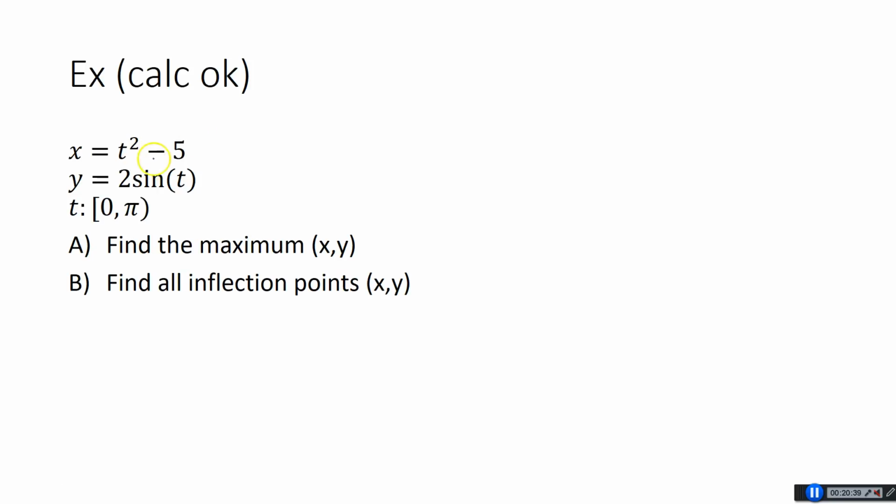So we have t squared minus 5 and 2 sine of t from 0 to pi. I don't really know what this would look like. So the first thing let's do is find the maximum y from 0 to pi. Remember, when you have a closed interval, you want to check endpoints and also critical points. So we first have to find the derivative, y prime, which is dy/dt over dx/dt.